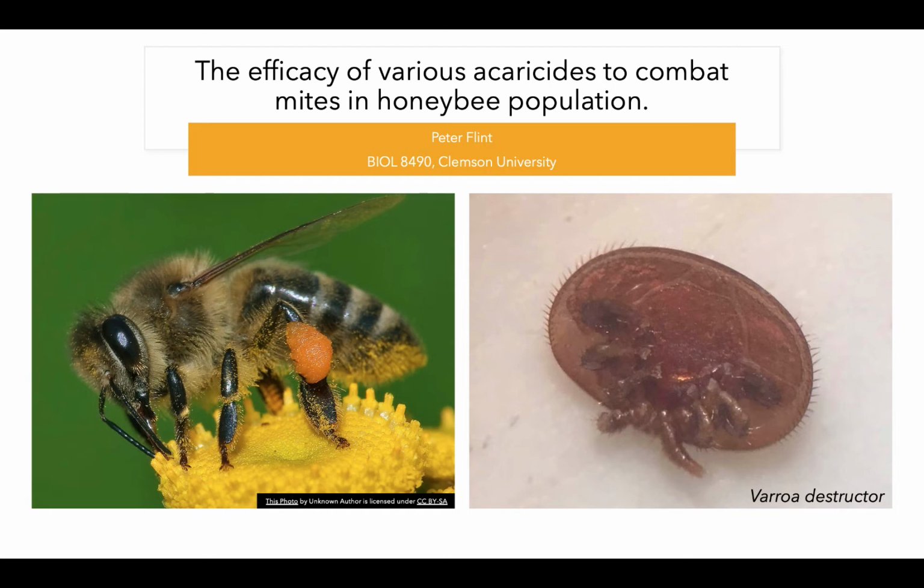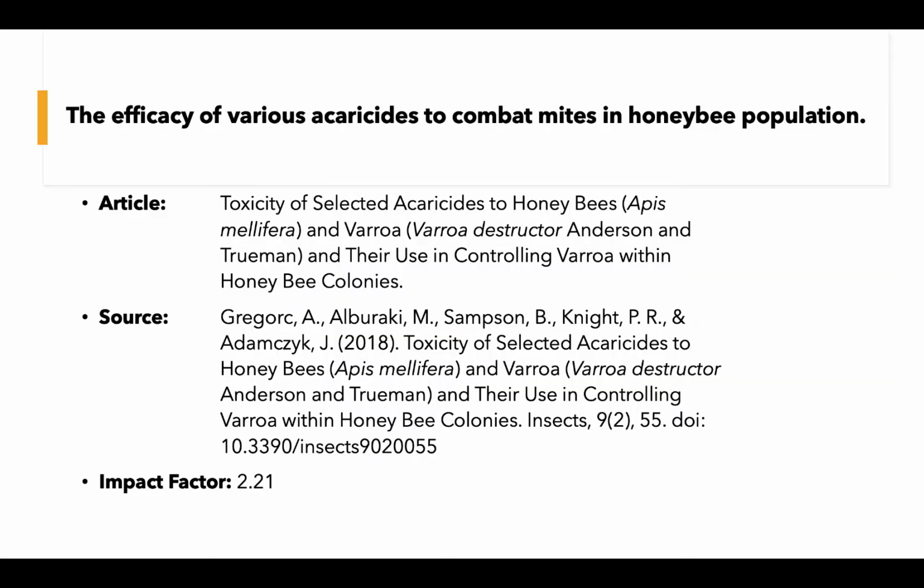On the left-hand side here, you see a picture of Apis mellifera, the common honeybee of choice for apiarists around the world. On the right-hand side, you see the parasitic Varroa destructor, Varroa mite, which is infecting honeybee populations around the world. Here's the article and the source material, and the impact factor is 2.21.